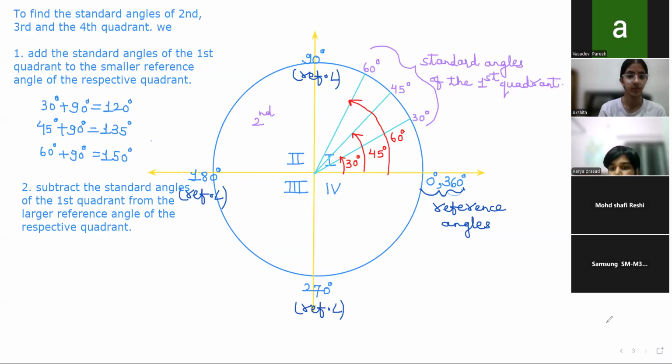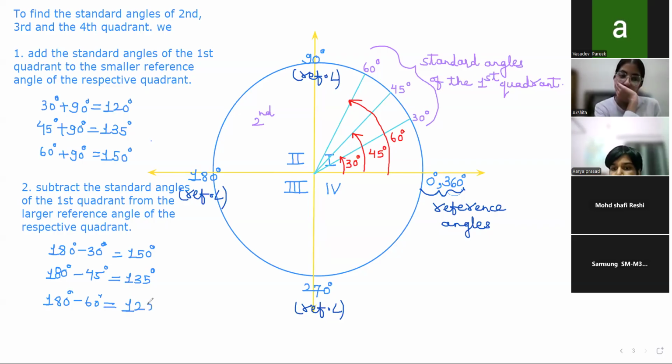What will we do for the second quadrant? 180 minus 30, 180 minus 45, and 180 minus 60. Very good. So 180 minus 45, 180 minus 30, and 180 minus 60. This is how we get the standard angles of the, sorry, this is, ठीक है, and this is 120 degrees, right? These are the standard angles from the second method.